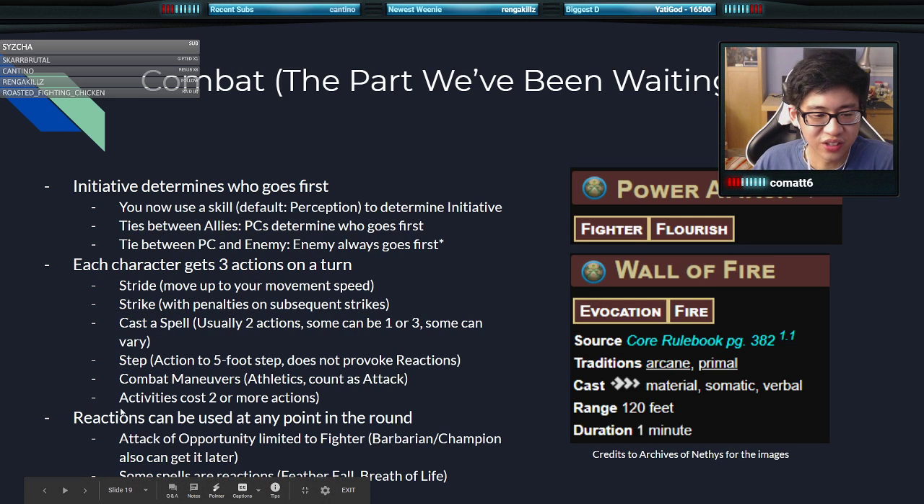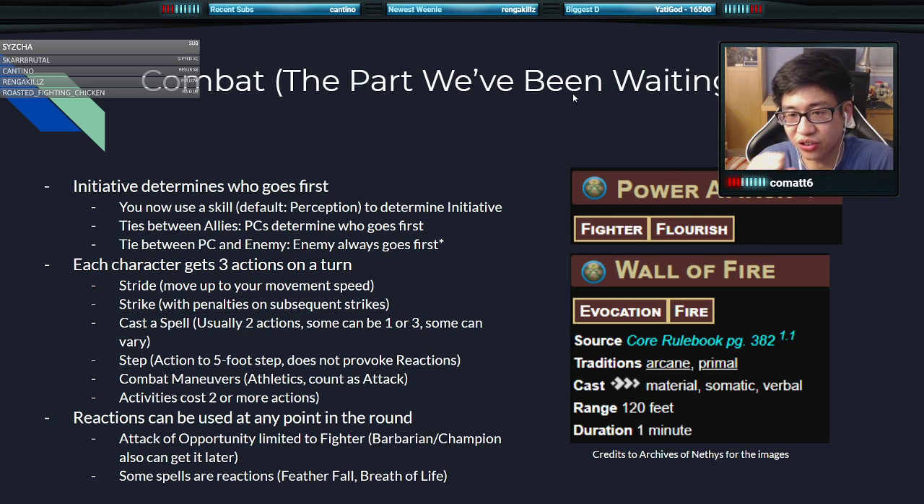There are also certain activities that will cost 2 or more actions, such as Power Attack. Power Attack is a 2-action fighter ability. It also has the Flourish trait here, which I'll go into very shortly, and it allows you to add extra damage to one attack at the cost of using up 2 actions. There are 4 types of ability notes. The first one being Flourish.